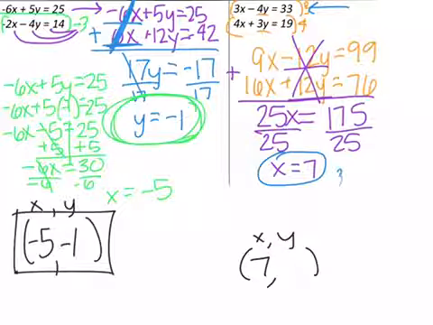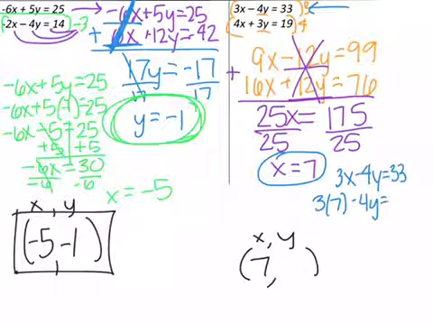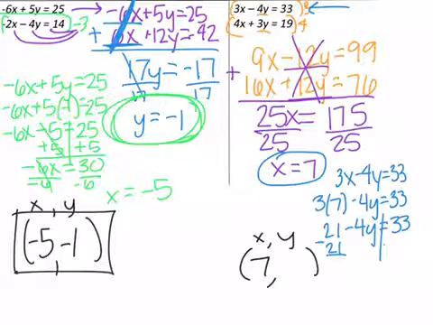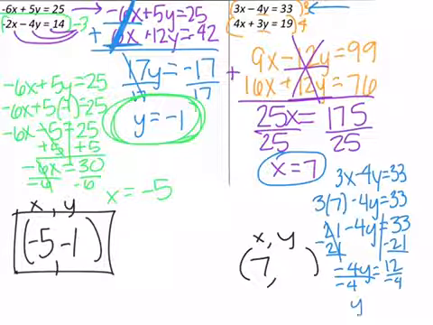So we have 3x minus 4y equals 33. And now I'm going to substitute that 7 in. So it's 3 times 7 minus 4y equals 33. 21 minus 4y equals 33. Now I'm going to subtract 21 from both sides. I'm left with negative 4y equals 12. I divide both sides by negative 4, and we get y equals negative 3 for our answer.